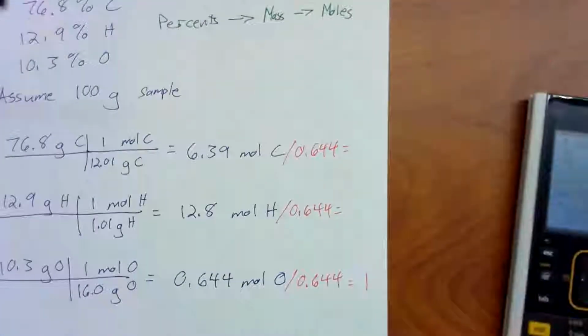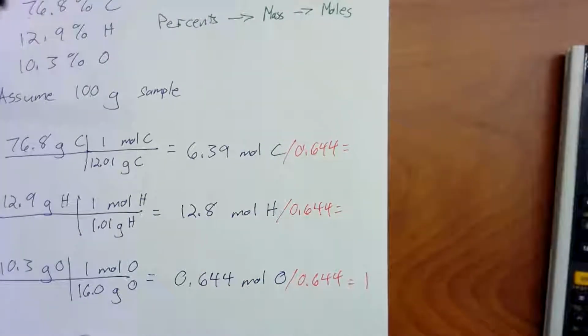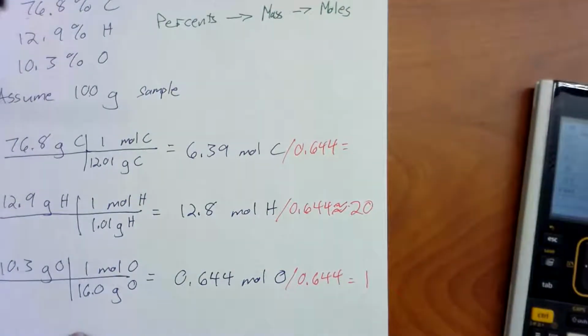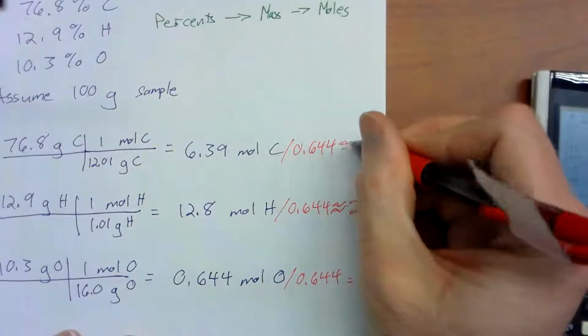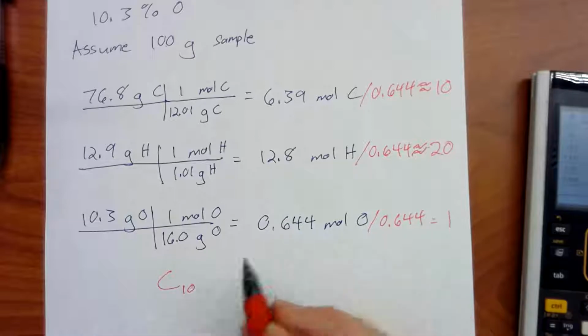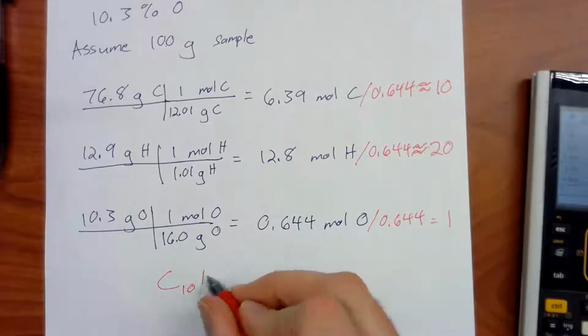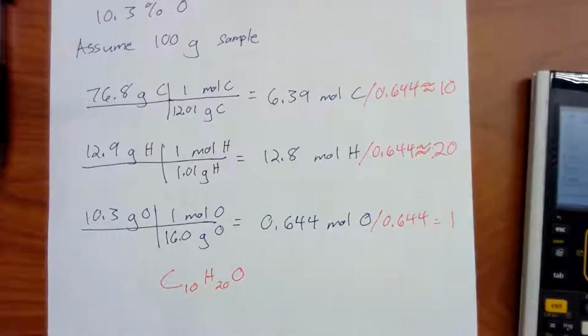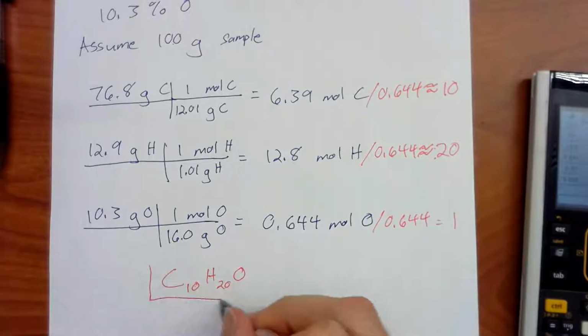This is going to be 1. 12.8 divided by 0.644 is going to be about 20. And 6.39 divided by 0.644 is going to be about 10. So I know that C is going to be 10, H is going to be 20, and then oxygen is going to be 1. Piece of cake. That is the whole thing.